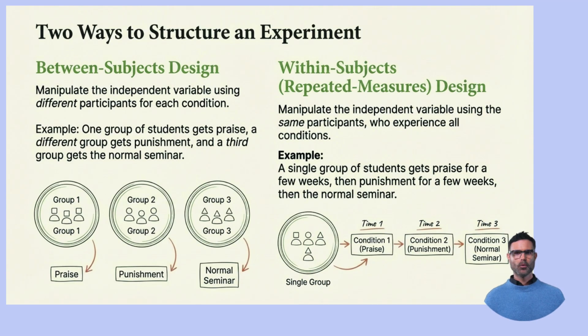There are two classic ways to structure an experiment. In a between subjects design, different participants are assigned to different conditions, like one group receiving praise, another punishment, and a third the normal seminar. In a within subjects repeated measures design, the same participants experience all conditions over time, which can reduce variability but introduces ordering issues that must be handled carefully.